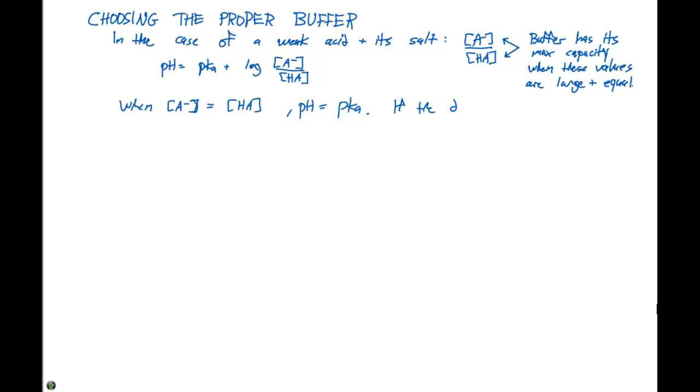If the desired pH is equal to 4, you would choose a buffer with a pKa close to 4. So let's look at a particular example.